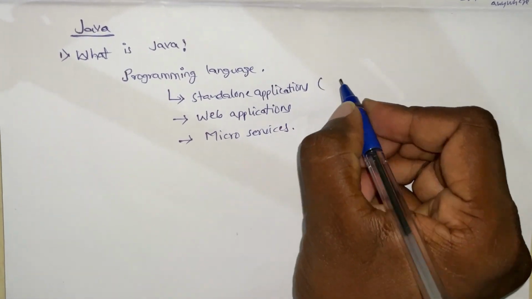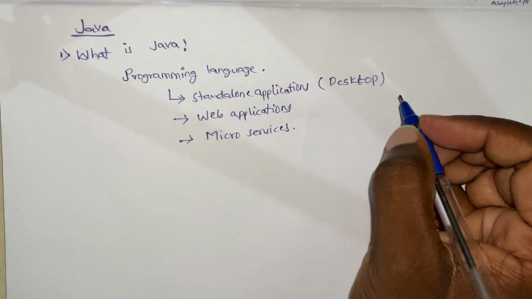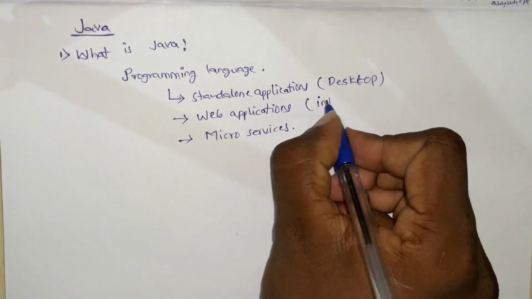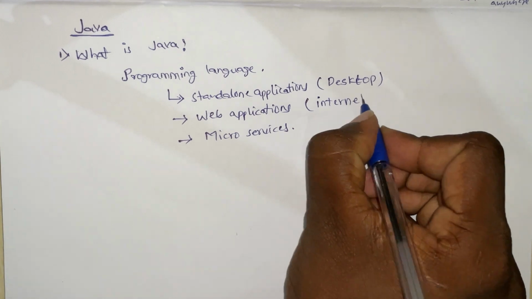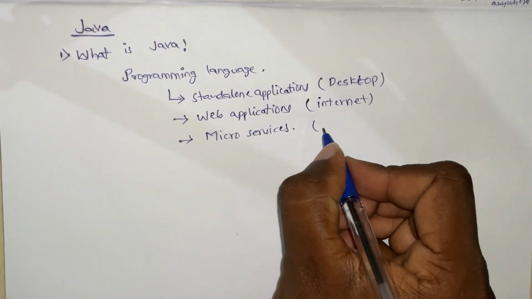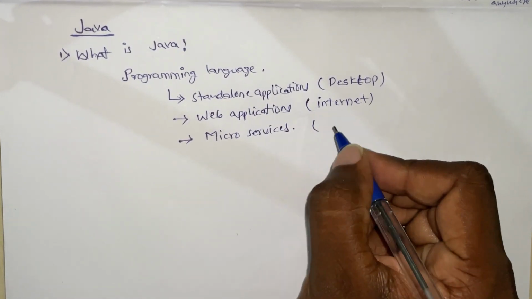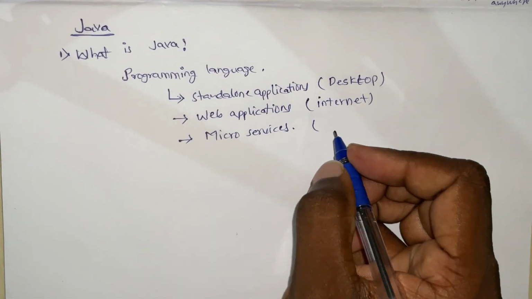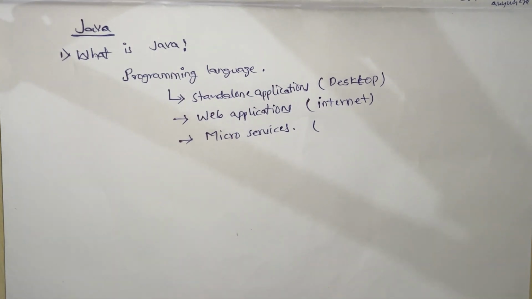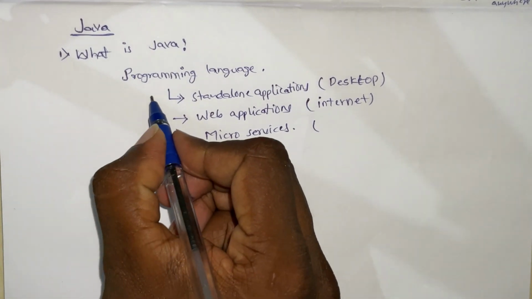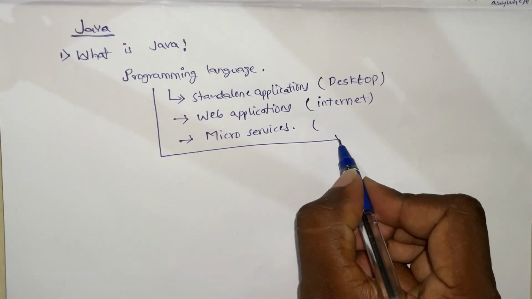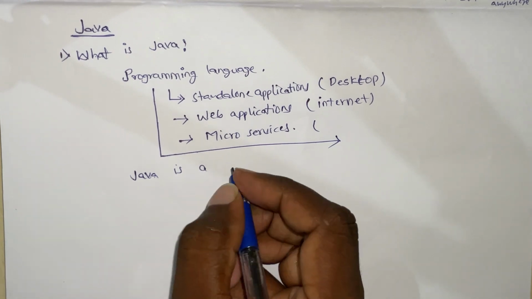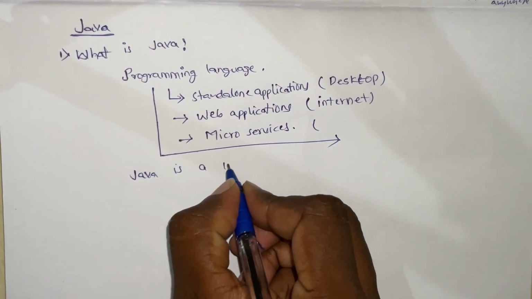A standalone application is something like a desktop application we can open and run our code. Web applications mean they require internet, and through a browser we can access them. Microservices means services that Java will provide. It will interact with different microservices, and those microservices can be written in any language. So these are the main advantages and currently running applications using Java. So Java is a widely used programming language.